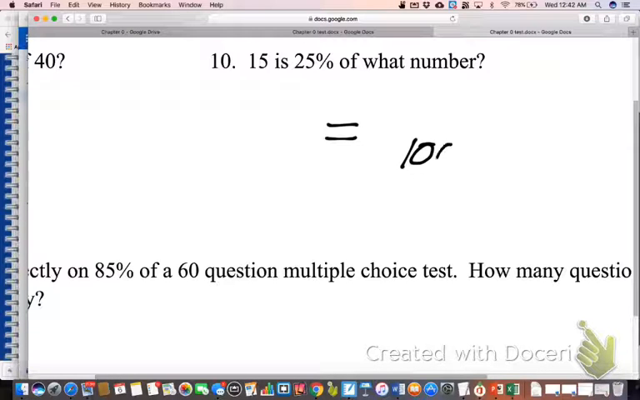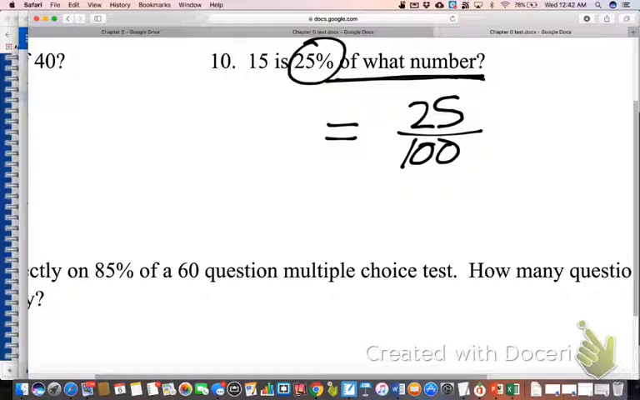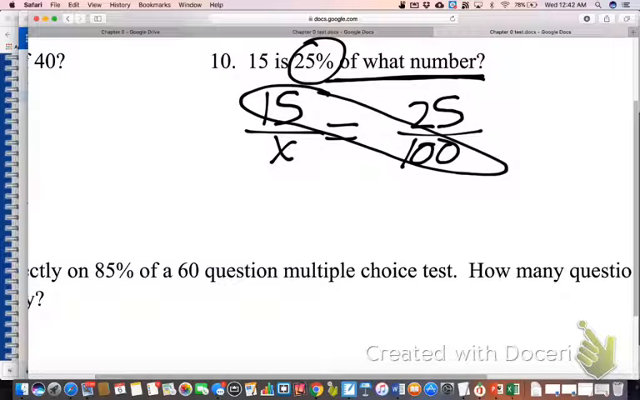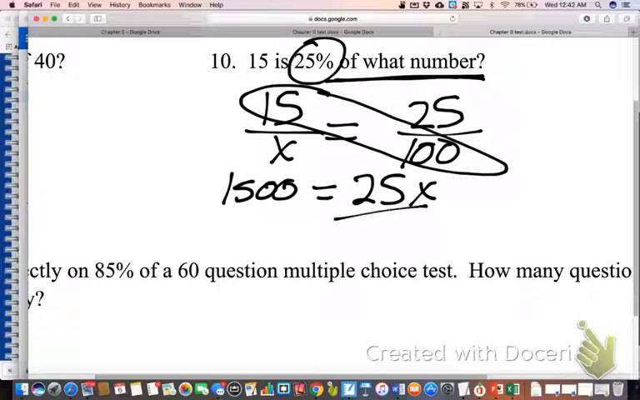Again, we've got another percent problem here. So percents are always out of 100. I'm going to put that 25% on top of the 100. Of what number? That means that our mystery number this time is the whole amount, because that keyword of tells me that X goes across from the 100, which means that the 15 has to go there. So if I do 15 times 100, which I need to do if I'm cross multiplying, that gives me 1,500. And then if I do 25 times x, I get 25x. Then if I divide both sides by 25, 1,500 divided by 25 gives me 60.